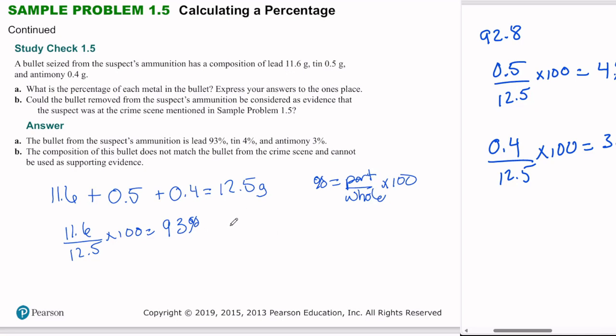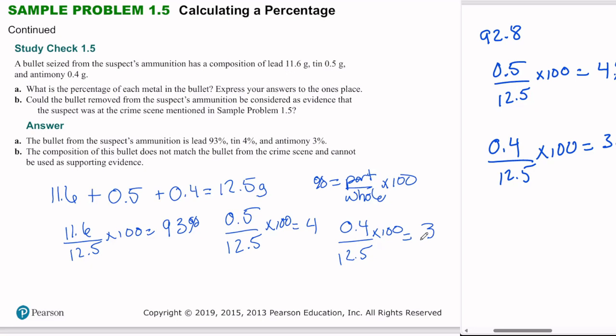Next, we'll calculate the percentage of tin. So tin is 0.5 grams divided by the whole, which is 12.5 grams, times 100, which gives us a percentage of 4% for the tin. And next we have the antimony. We can calculate the percentage as 0.4, which is our part, divided by 12.5, which is our whole, times 100, which gives us a percentage of antimony of 3%.